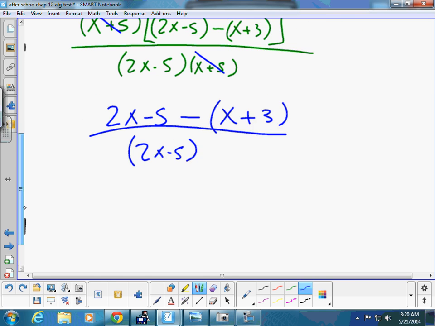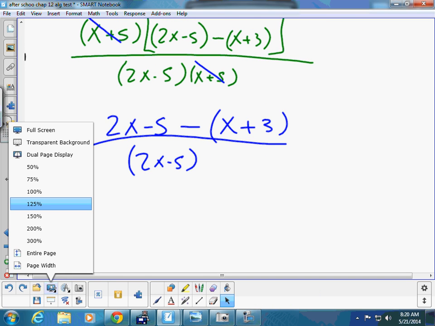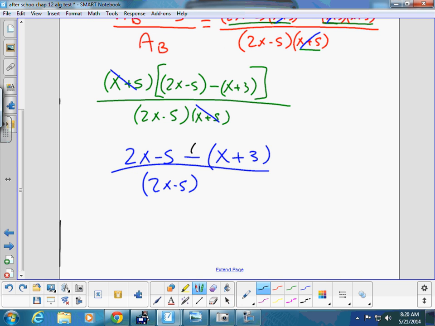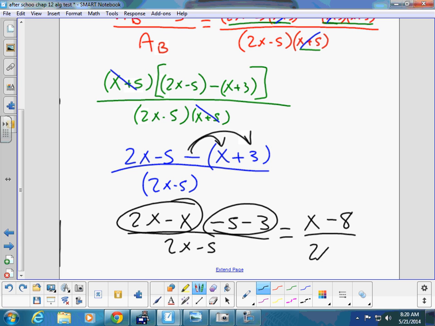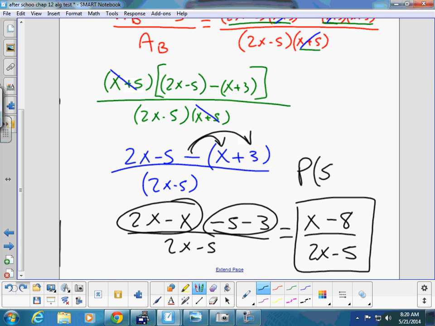Okay, so now our next step is to do the math on this. So we're subtracting 2 binomials, or subtracting polynomials. Don't forget to distribute the negative. So we got 2x minus x and negative 5 minus 3, I just grouped things together, all over 2x minus 5. This group here is going to produce an x. This group is going to produce a negative 8. And this is our final answer for the probability of hitting the non-shaded region.